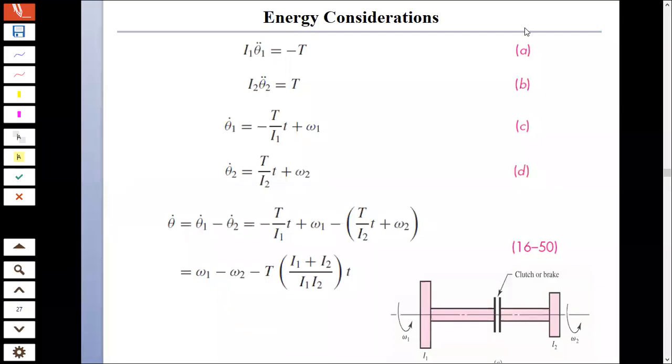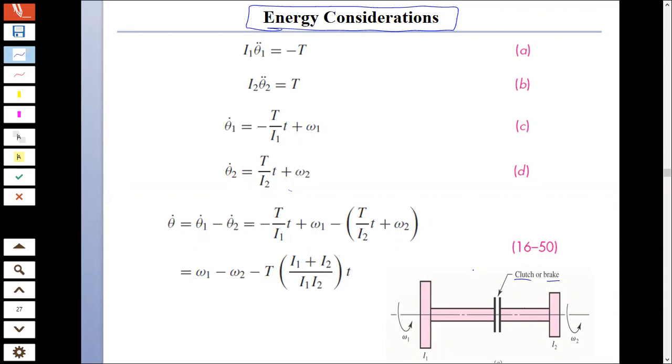Okay, so in this lecture, we are going to talk about the energy considerations when we are designing a brake or a clutch. If you look at this figure, we've already stated that when you apply a clutch or a brake, basically there is some kinetic energy.